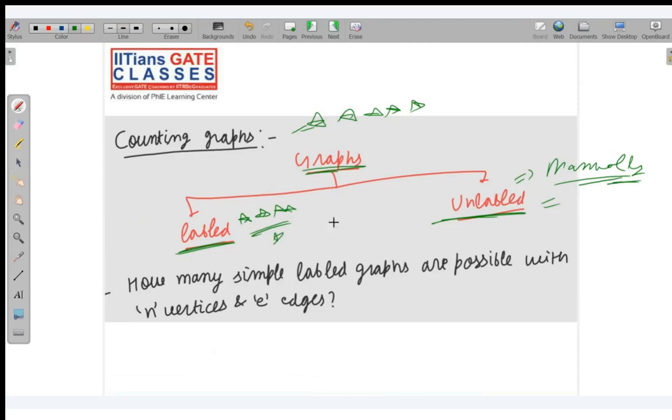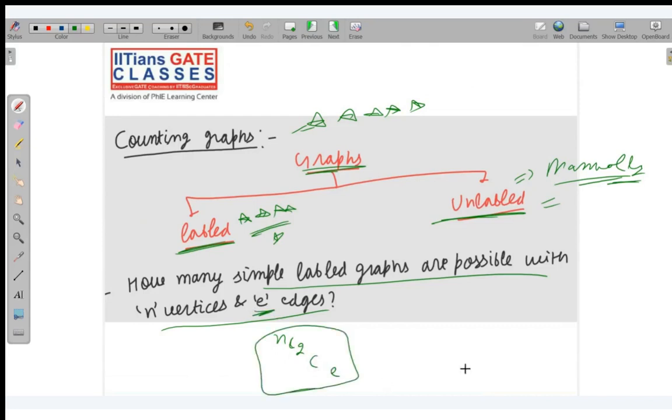So the very first question is, how many simple labeled graphs are possible with n vertices and e edges? See this. If we have n vertices, how many maximum edges are possible? nC2 edges are possible in a complete graph. I think you already know, because you pick any pair of vertices, you should have an edge. So from nC2 edges, you want to choose e edges only. So nC2 choose e, that is my answer.